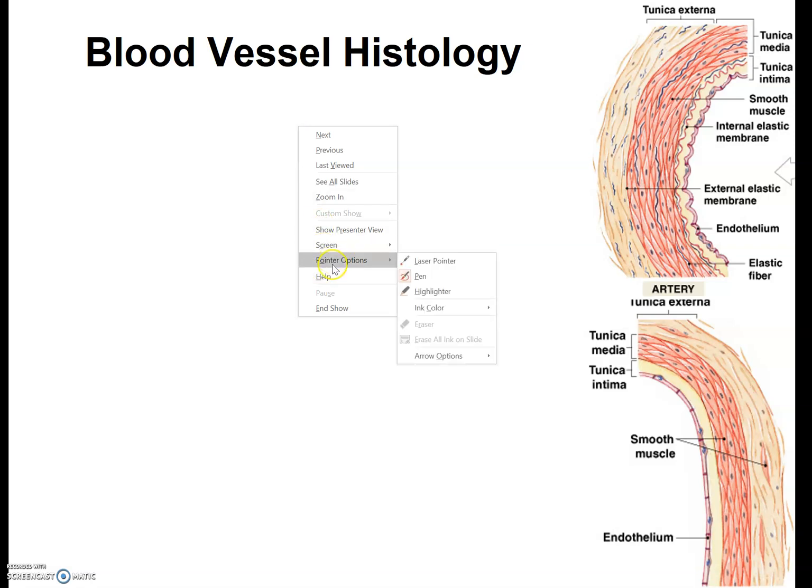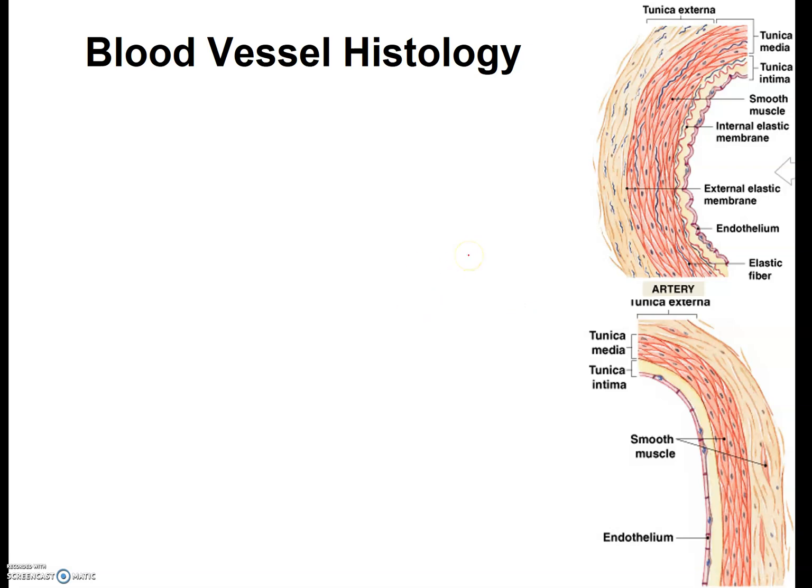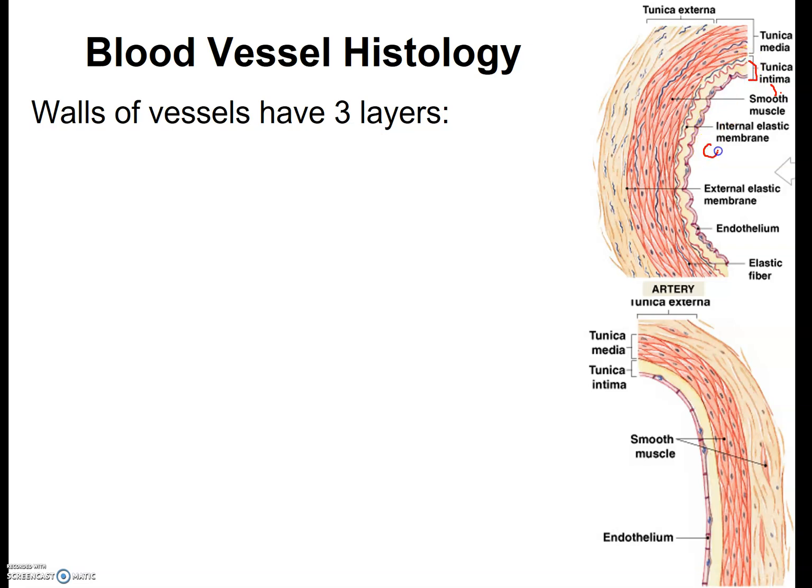So remember, histology is the field that studies the internal structure and the tissues of a given organ. So the walls of the blood vessels have 3 layers. Starting at the beginning is the tunica intima. That's supposed to be the number 1. The tunica intima here is the internal region. This is the internal region of a blood vessel.